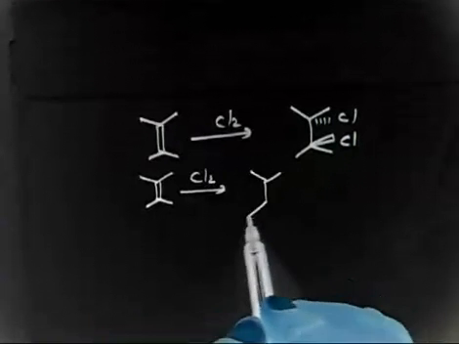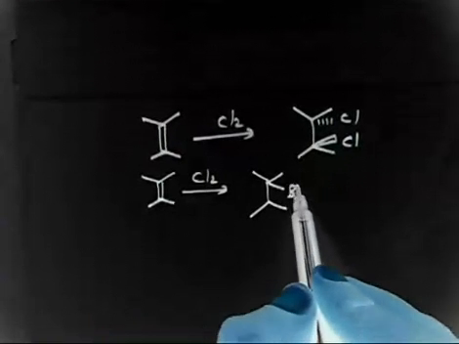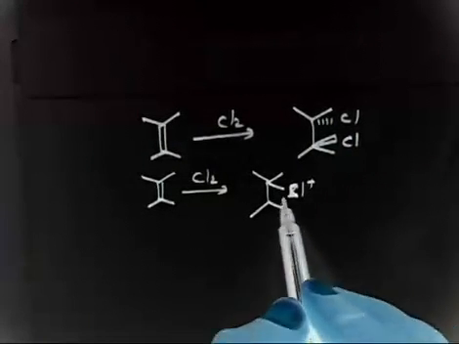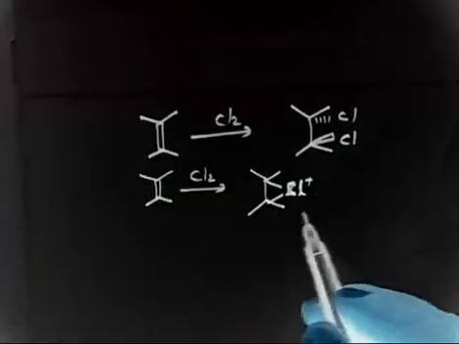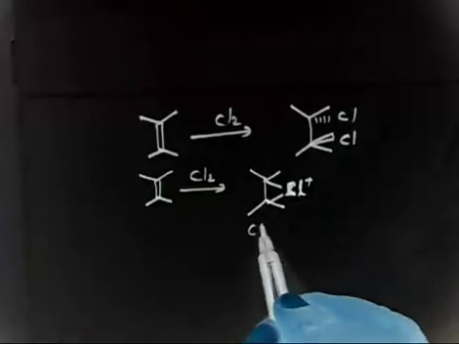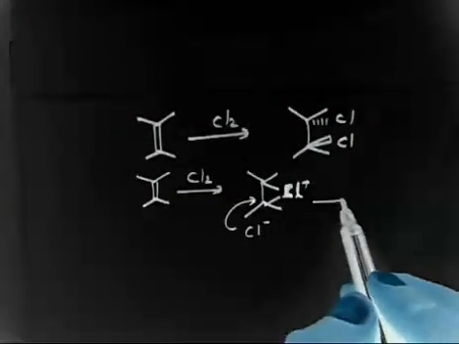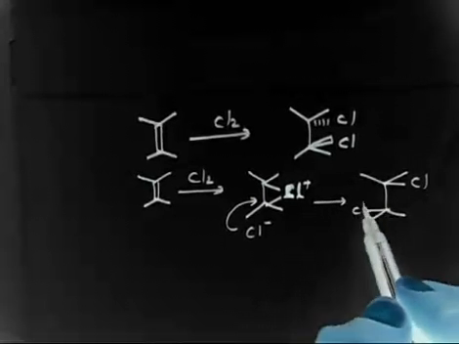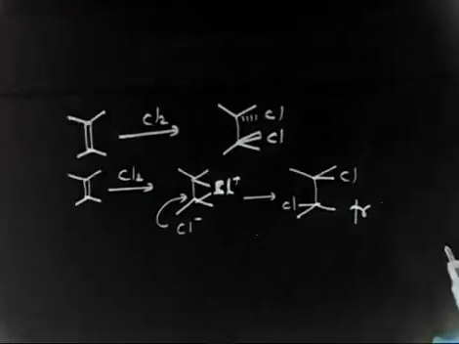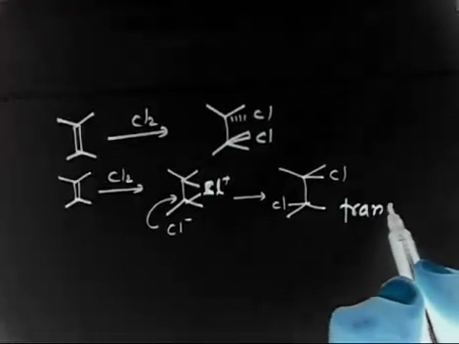In the first case you have a halogen ion, in this case a chloronium ion, and in the next step the Cl minus can attack from the back side. So this attacks from the back side, so I will have one Cl this side, another Cl this side, so I will have a trans product. Are you getting? This we have discussed in the class.